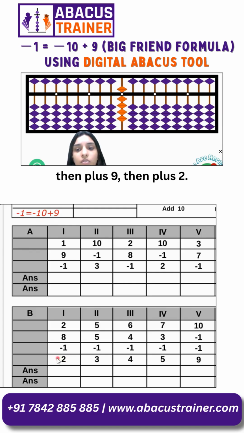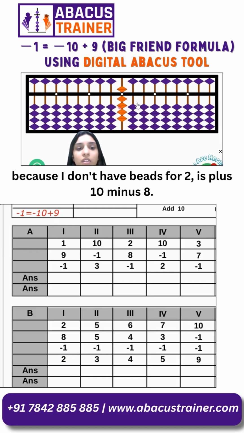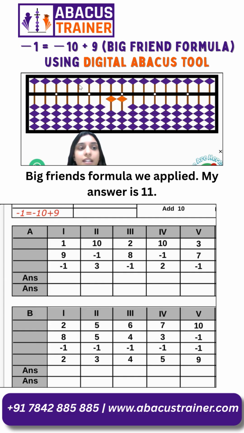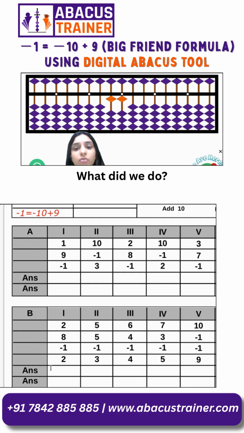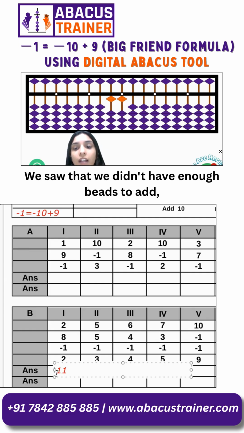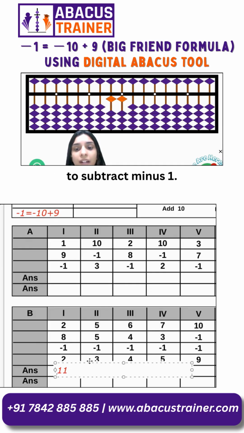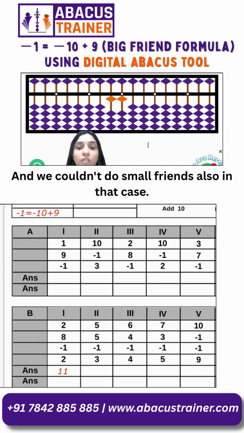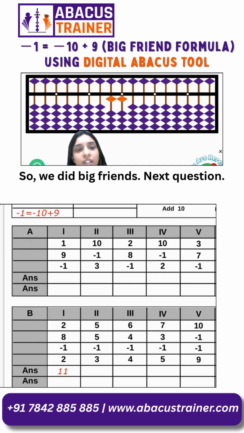Then plus 2. Formula of plus 2, because I don't have beats for 2, is +10 minus 8. Big friends formula we applied. My answer is 11. What did we do? We saw that we didn't have enough beats to subtract -1, and we couldn't do small friends also in that case. So we did big friends.